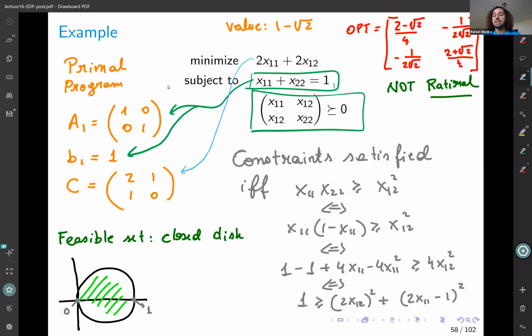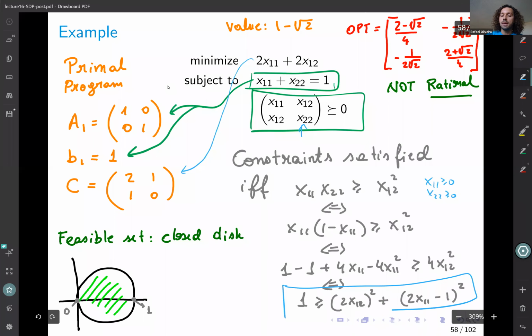Notice which convex set this semi-definite program defines: the constraints are satisfied if and only if the determinant of this matrix is greater or equal to 0, which is x11 times x22 greater or equal to x12 squared, and we also have x11 and x22 greater or equal to 0. If we unravel this, what we get is the equation of the following circle. My coordinates here are x11, x12. You can see that this semi-definite program gives us exactly this region here in green.